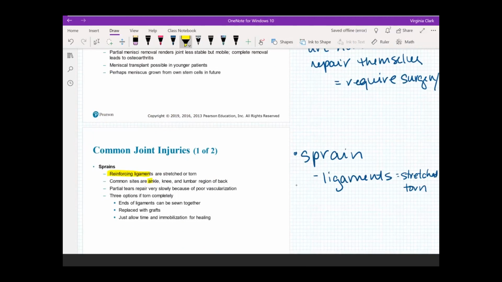Common places you'll find these are the ankle, knee, and lumbar, where the joints can easily move and the articular ligament keeping it in place will be stretched. You may have some partial tears, and because they're partial, they may not require surgery, but they are very slow to heal because these ligaments do not have a lot of blood supply, so poor vascularization. If it's torn completely, they need to be sewn together through surgery, grafted together, or essentially the joint is immobilized and you hope that they heal over time.